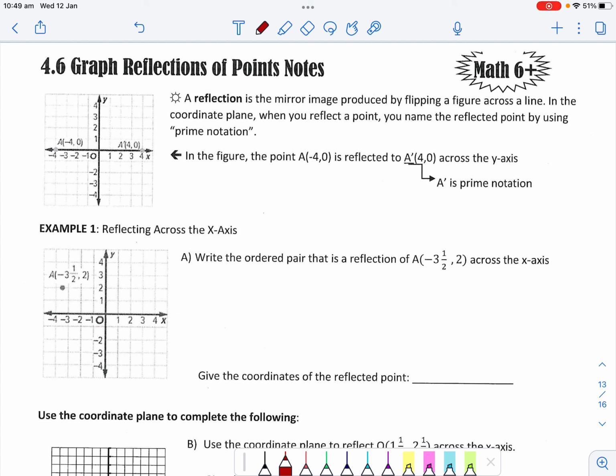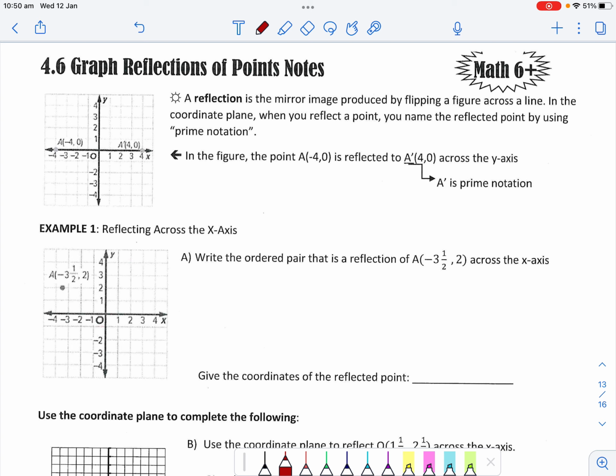Hey everyone, today we are going to be talking about reflections of points in the coordinate plane. So yesterday we talked about the coordinate plane and how to plot points and how to identify points. Now we are going to start using those points on the coordinate plane to do other things, the first one being reflections. Our vocabulary here says a reflection is the mirror image produced by flipping a figure across a line.